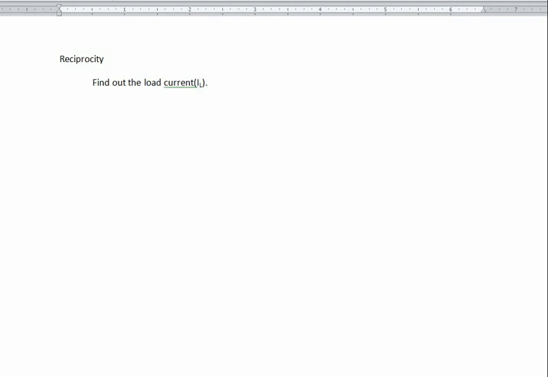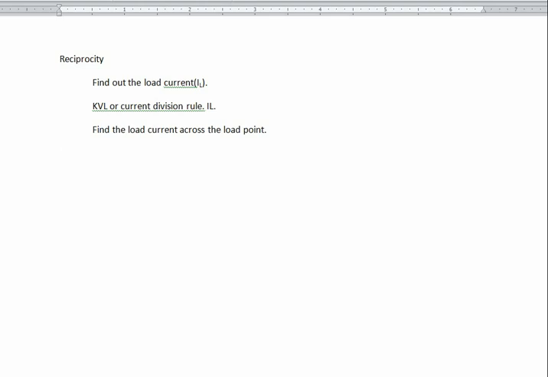What is there in the reciprocity theorem? You find the load current using the Kirchhoff voltage law method, very simple. Either you use Kirchhoff voltage law, or the current division rule, whatever you use, to find the load current across the load point.